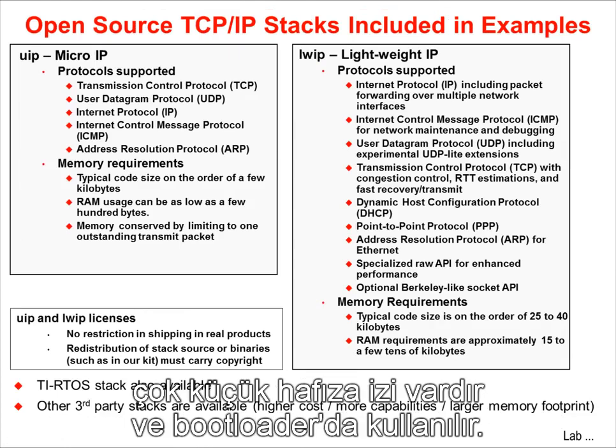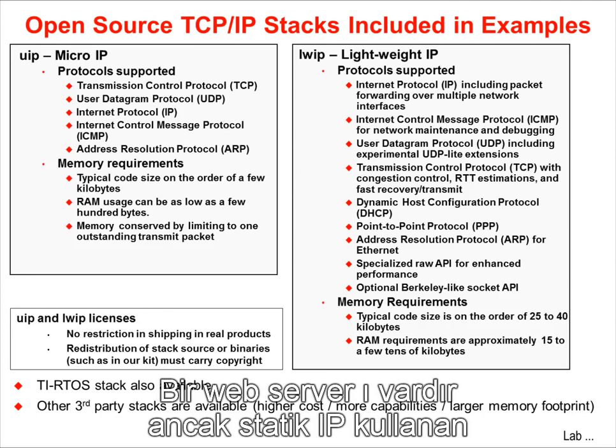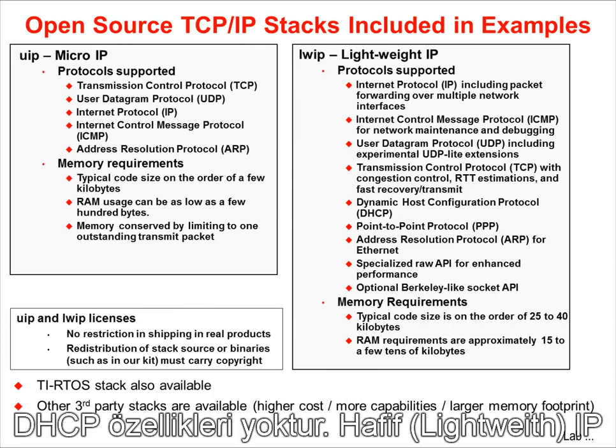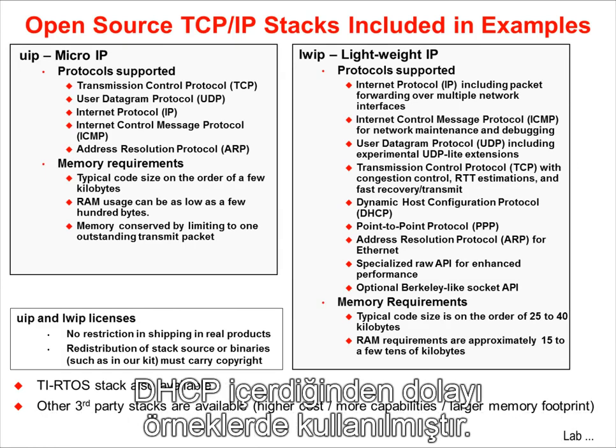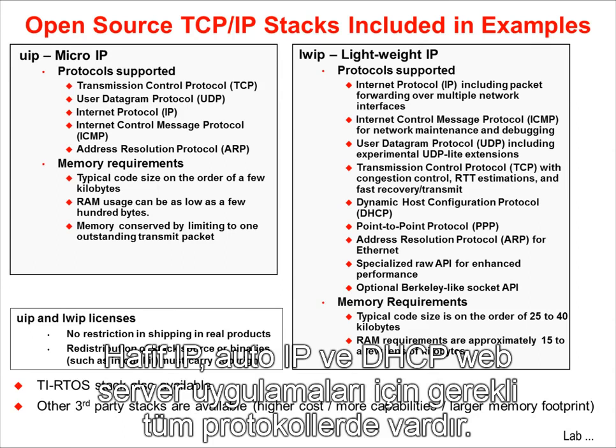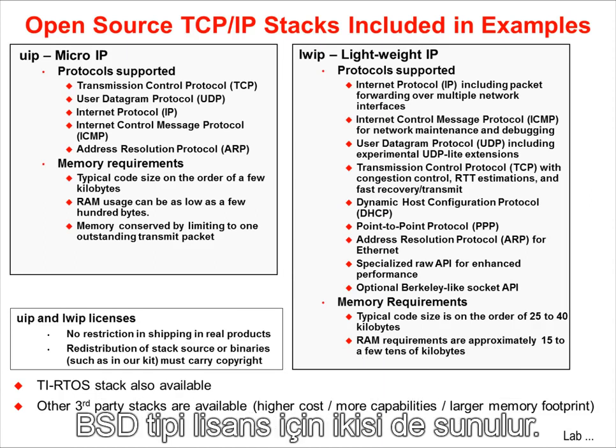MicroIP has a very small memory footprint and is used in the bootloader. It has an available web server, but the lack of DHCP forces using a static IP address. Lightweight IP is used in the example apps since it contains DHCP and Auto IP and all protocols required for web server implementation. Both are offered under BSD-like license.